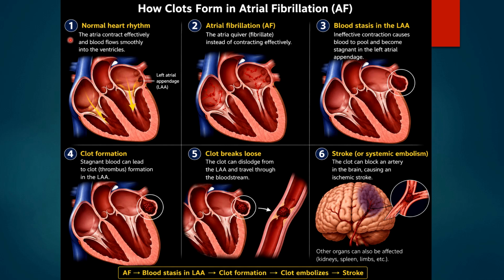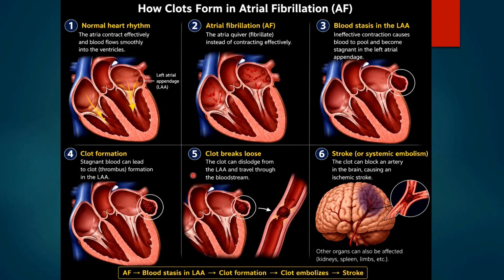In the first picture, if the heart rhythm is normal, the atria contract effectively and blood flows smoothly into the ventricles. In case of atrial fibrillation, the atria just fibrillate instead of contracting effectively. The ineffective contraction causes blood to pool and become stagnant in the left atrial appendage, as you can clearly see in this picture. The stagnant blood can lead to clot formation in the left atrial appendage.